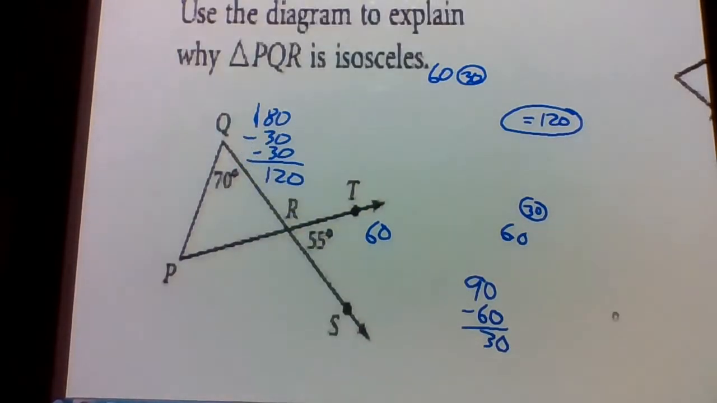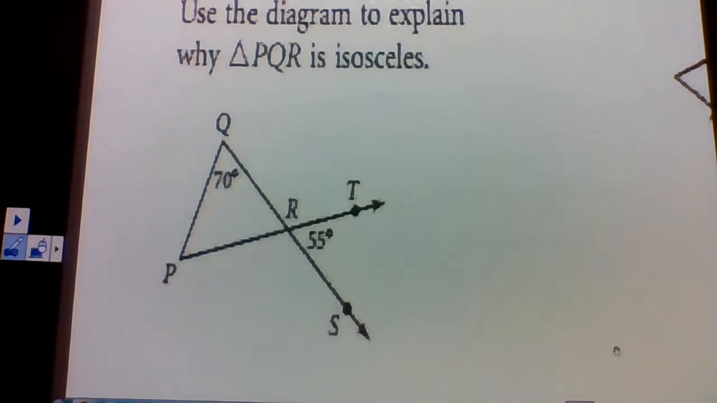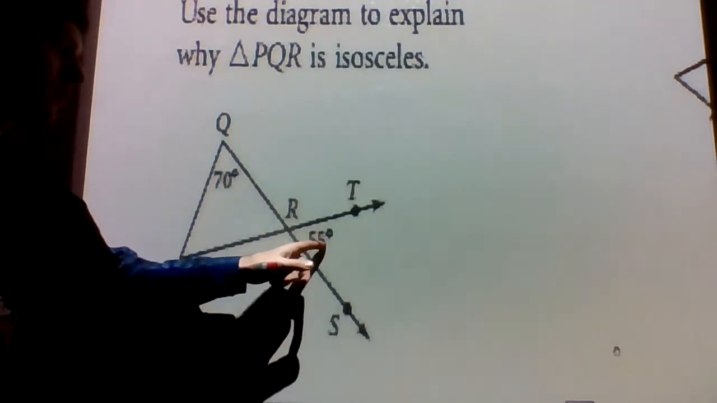Okay, so get this one. It's number 12. Use the diagram to explain why triangle PQR is isosceles. In order to be isosceles, you need two pair of sides to be congruent. So we need to figure out if two sides are congruent. So let's use the information we have.